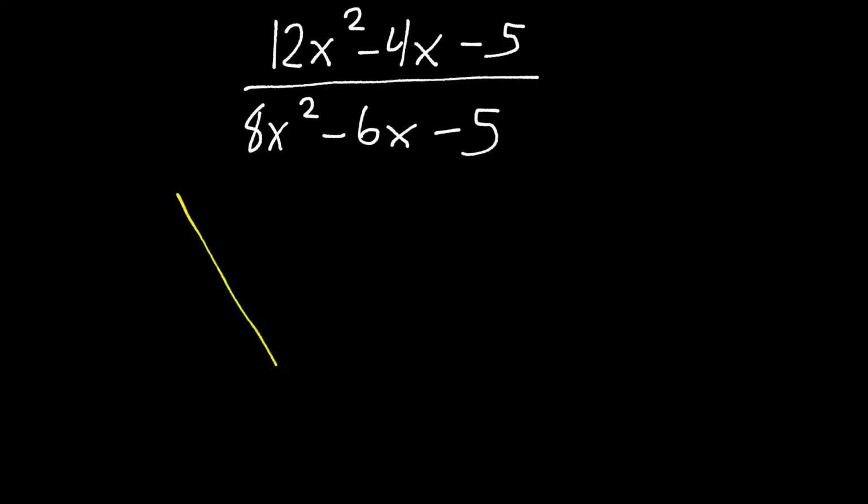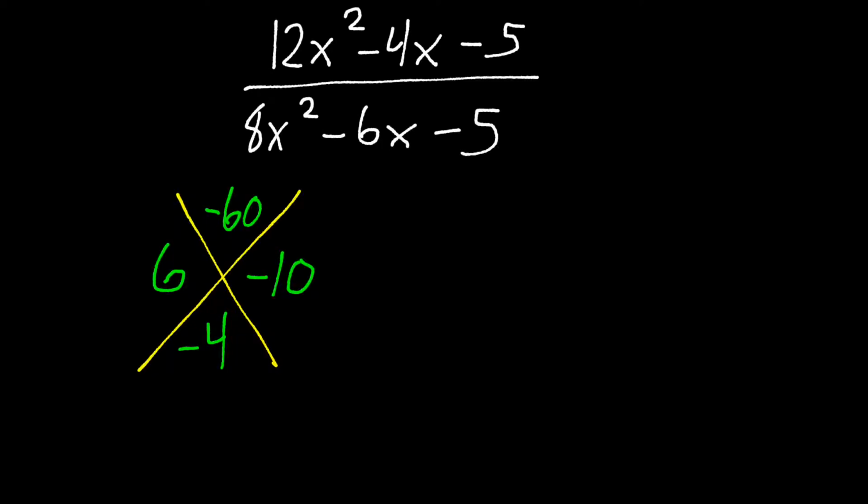We're going to use our diamond method just like before. The top piece is for a times c, which is going to give us negative 60. The bottom piece is for b alone, which is negative 4. And we're trying to find two numbers, just like before, that multiply to negative 60, but add to negative 4. And that is going to end up being positive 6 and negative 10. Now, in the first video, we basically had our answers here. But now that we have this 12 here, we have a little more work to do.